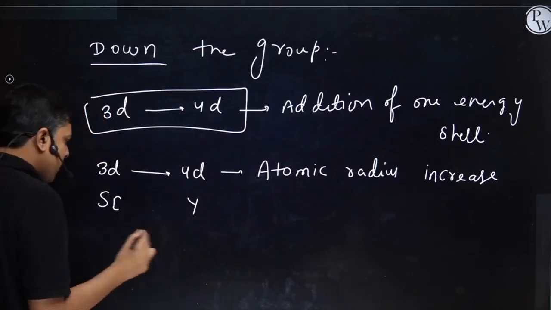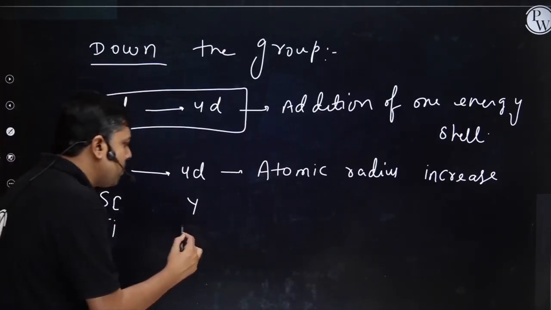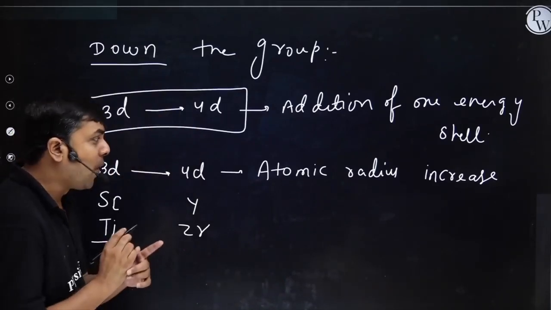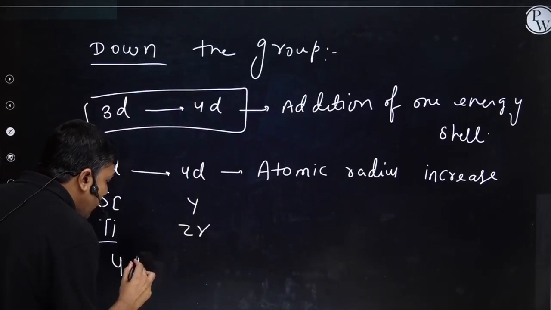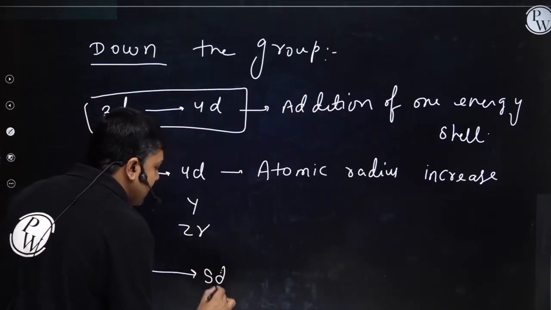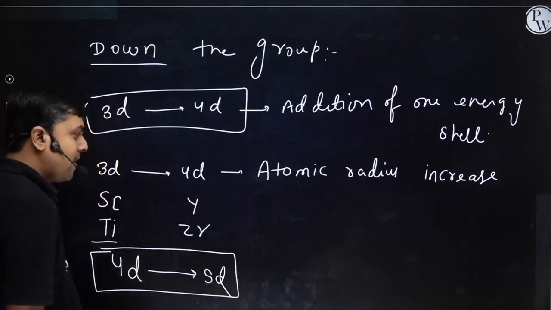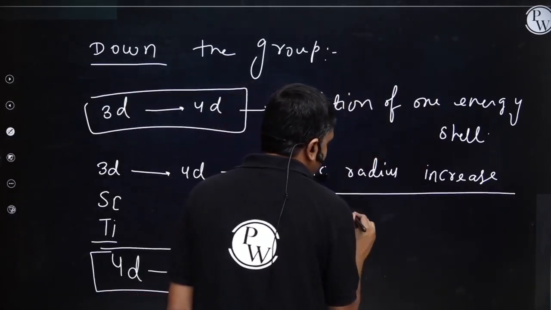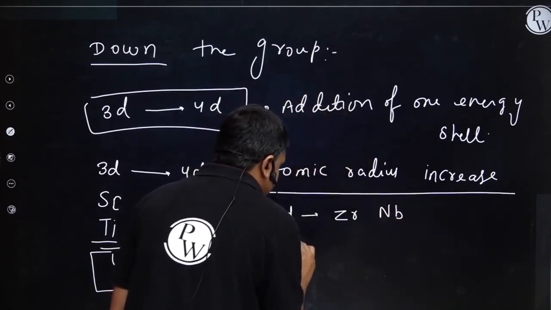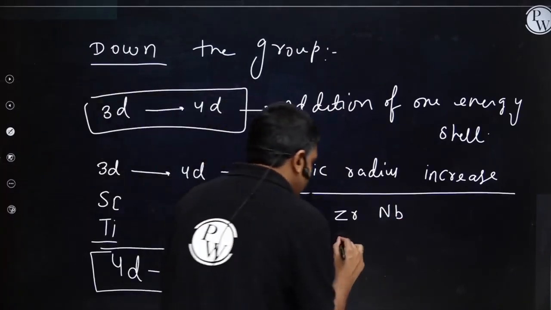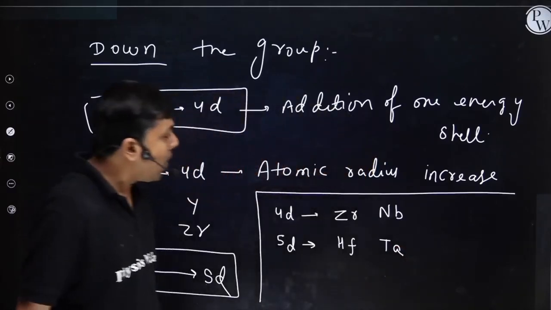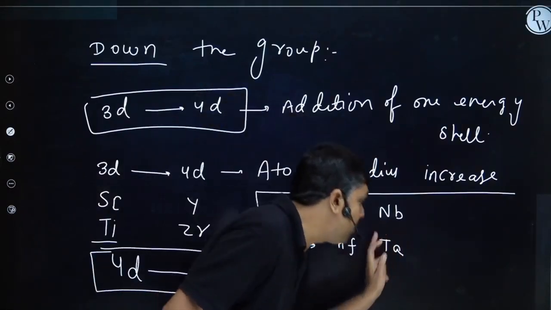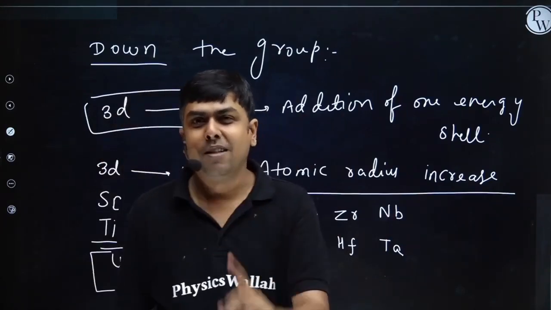If I talk about titanium and zirconium, zirconium will have larger atomic radii as compared to titanium. But if we move from 4d to 5d, size almost remains constant. In the 4d series we have the elements zirconium, niobium, whereas in the 5d series, just after lanthanum, we have hafnium and tantalum, right? The size of zirconium and hafnium is almost the same. The size of niobium and tantalum is almost the same. Can you tell me the reason?